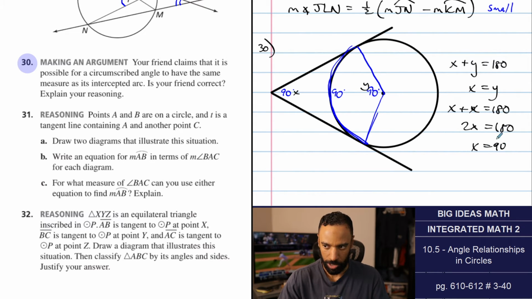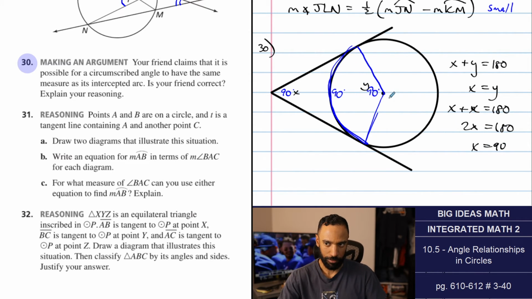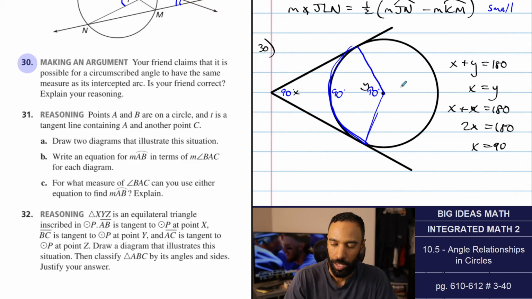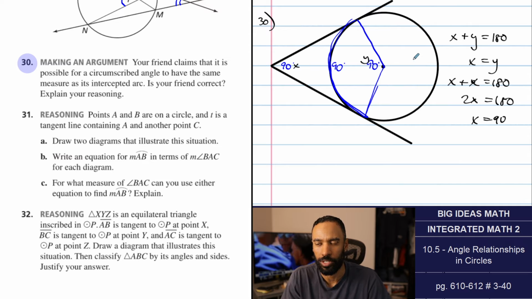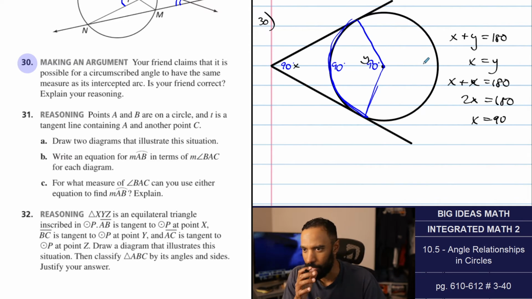So the way for it to be possible, assuming they're talking about this intercepted arc for that central angle, is by going by that format. And in fact, that's probably the way I should have been doing some of those other problems when they've been talking about this guy.